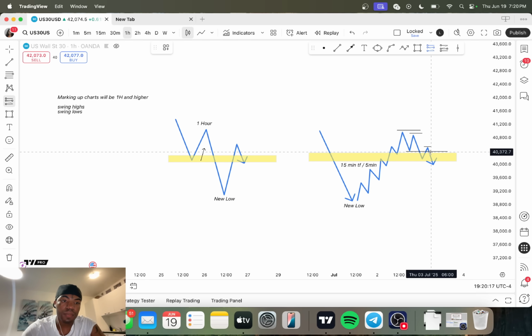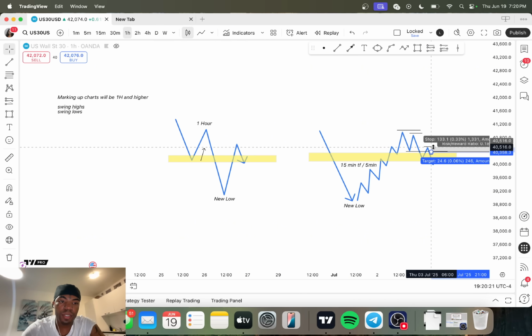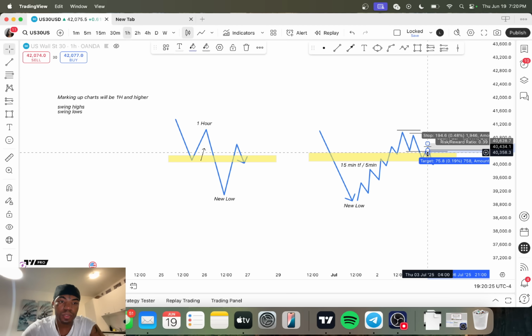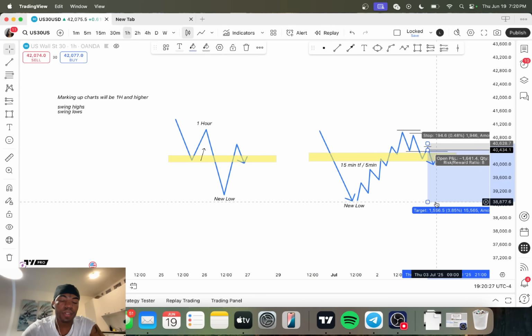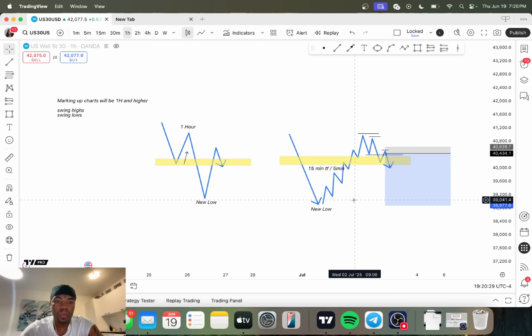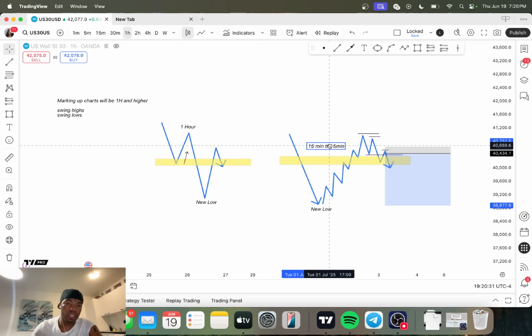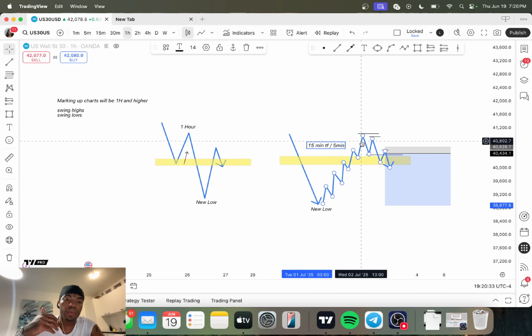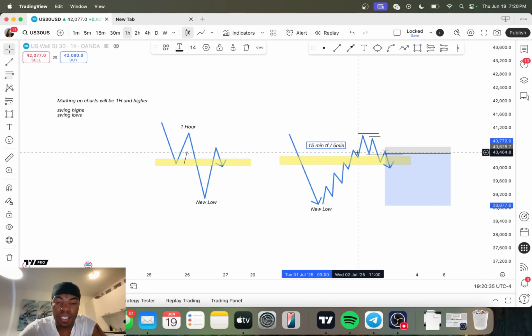It gives us enough confluence to enter a sell trade when price starts breaking that level, and then we can put our stop loss here, and then we can target all the way down here, right? So that's what we're looking for when it comes to trading this way. We're just waiting for that correction to happen, looking at it on the 15-minute time frame, scaling in.